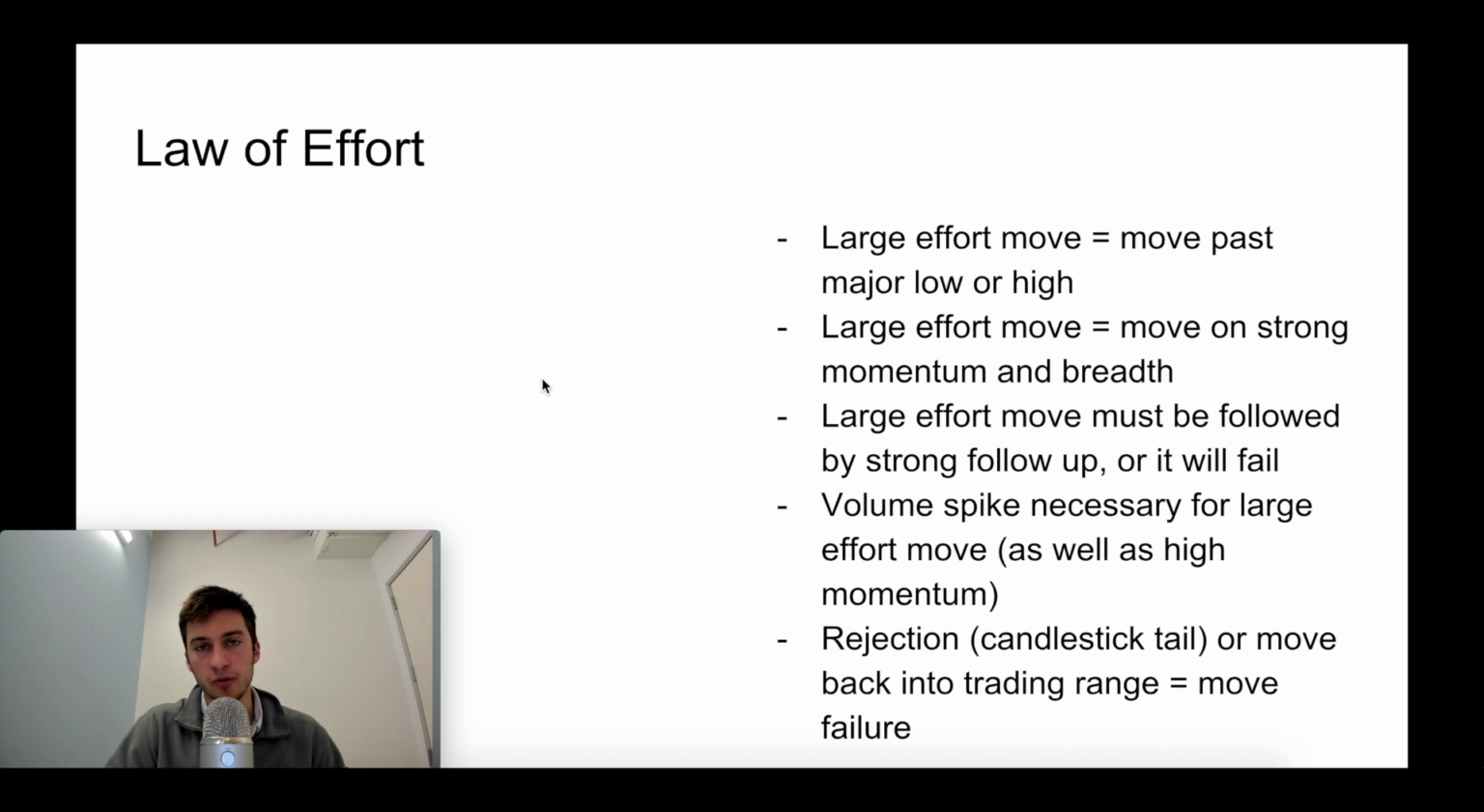Now, these large effort moves must be followed by strong follow-up or they will likely fail. So what that means is, of the two types of large effort moves, let's say that we see a move on strong momentum and strong breadth. That means price covers a lot of distance. If price moves upward on strong momentum and strong breadth very quickly and then immediately starts to move down, that is typically not a good sign because that does not show that there's high enough demand present for price to continue the uptrend to much higher highs.